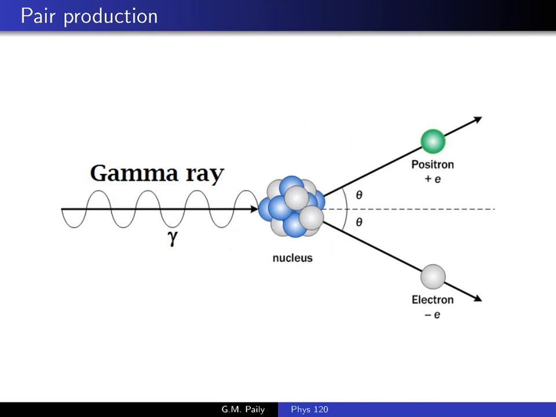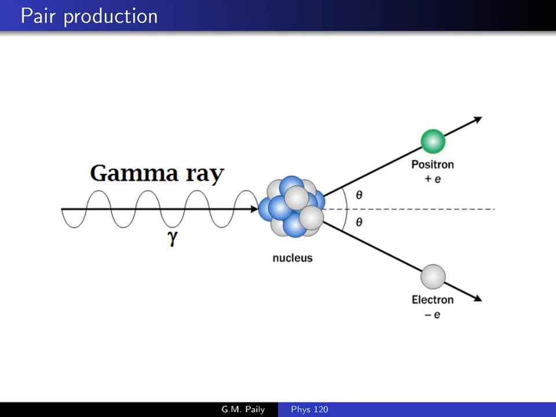What role does the nucleus play then? It's important to understand the electron and the positron do not come from the nucleus. They were created from the gamma ray. However, a gamma ray cannot by itself spontaneously turn into a positron and electron, because that would violate either energy conservation or momentum conservation.